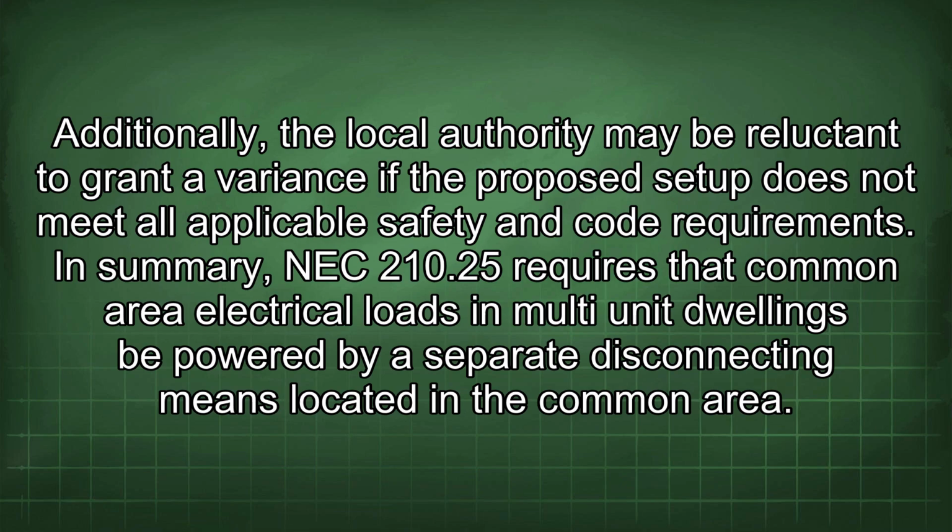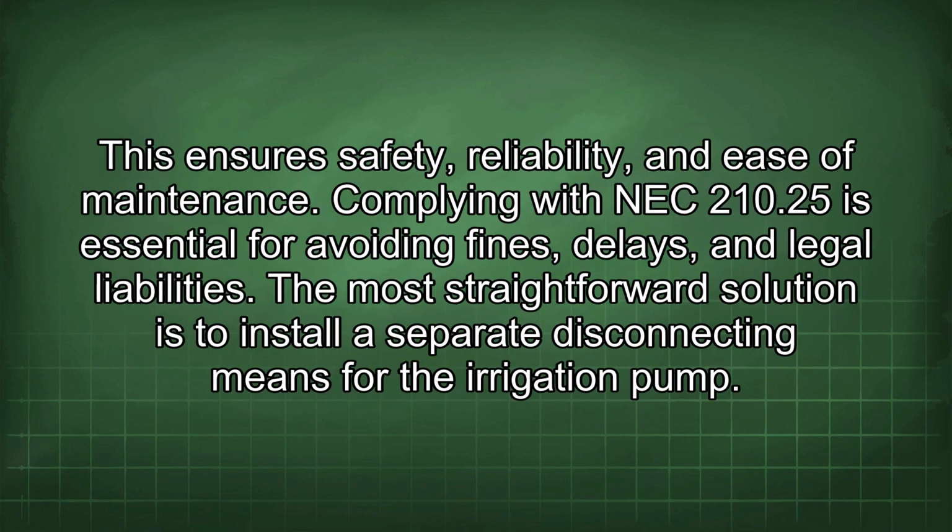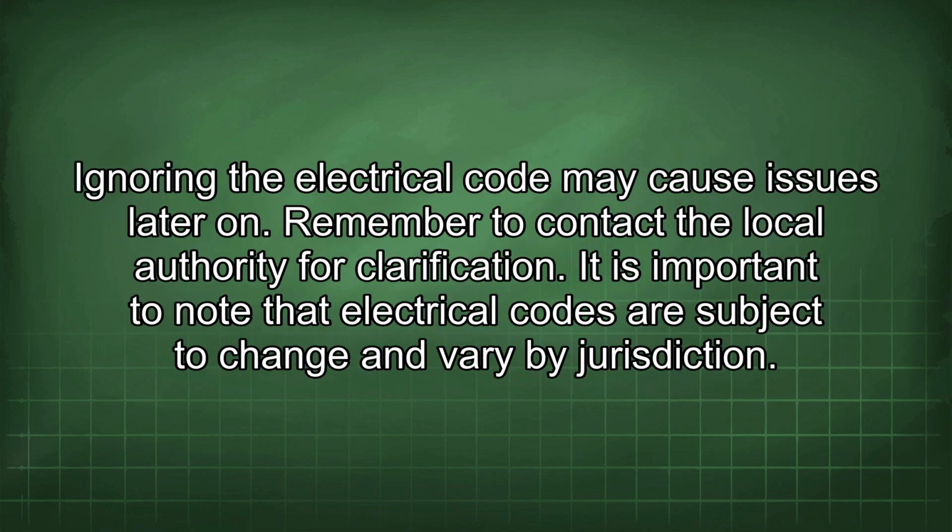In summary, NEC 210.25 requires that common area electrical loads in multi-unit dwellings be powered by a separate disconnecting means located in the common area. This ensures safety, reliability, and ease of maintenance. Complying with NEC 210.25 is essential for avoiding fines, delays, and legal liabilities. The most straightforward solution is to install a separate disconnecting means for the irrigation pump. Ignoring the electrical code may cause issues later on.